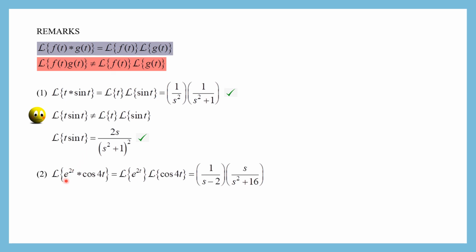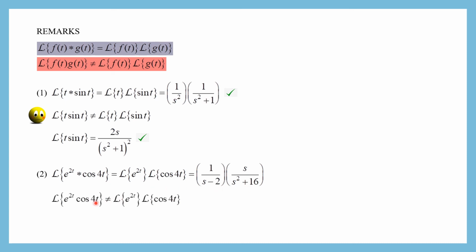Laplace transform of e to the t asterisk cos 4t. So here we can apply the convolution theorem because this means the convolution of two functions. So this is equal to the Laplace transform of e to the power of 2t multiplied by the Laplace transform of cos 4t. This equals 1 over s minus 2 multiplied by s divided by s squared plus 16.